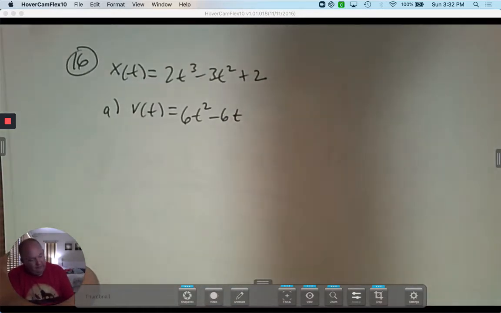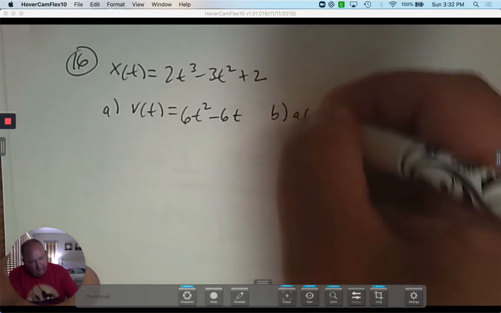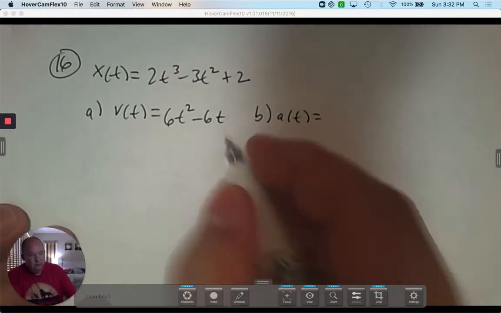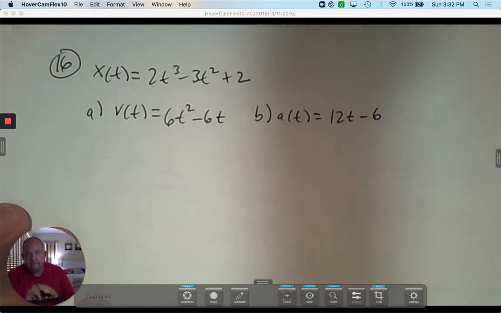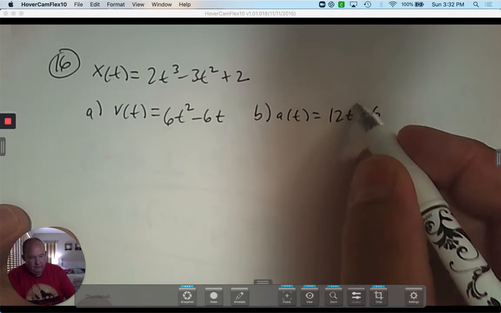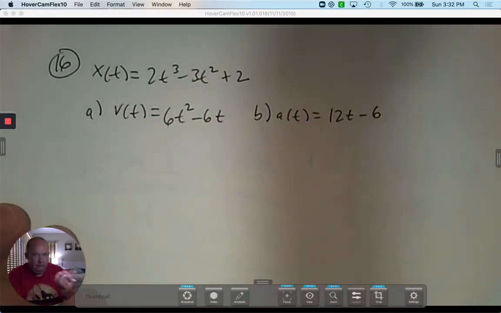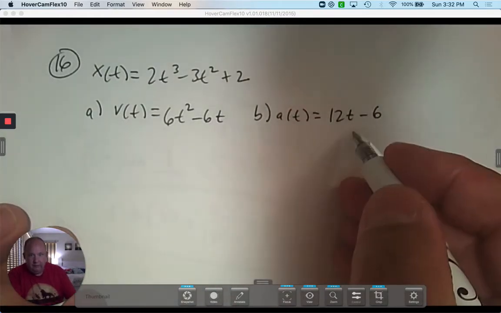Part B says, find the acceleration of it. So the acceleration is the derivative of the velocity. So that's 12t minus 6. So 2 times 6 is 12, subtract 1. Negative 6t is negative 6. So the derivative and then the derivative again.